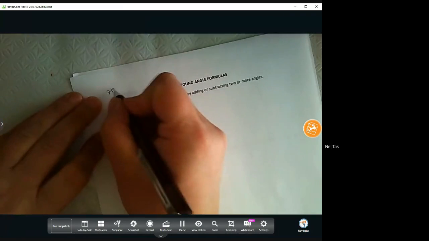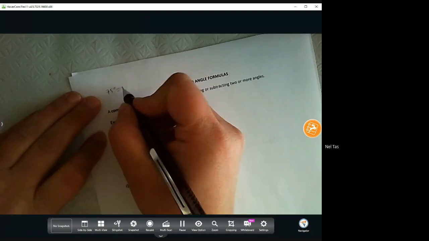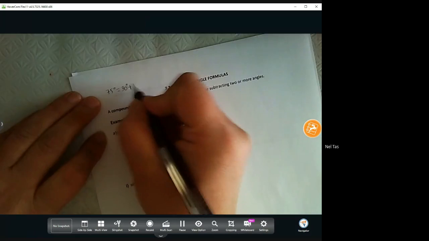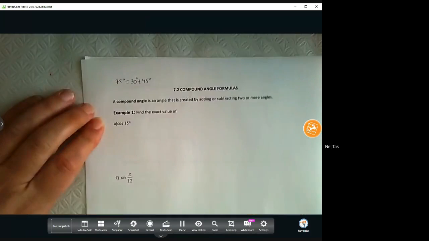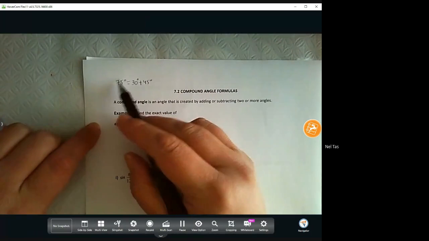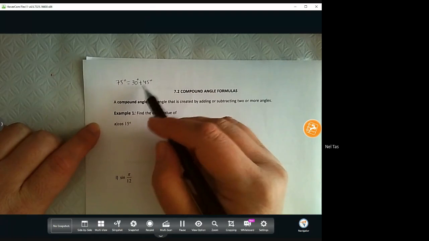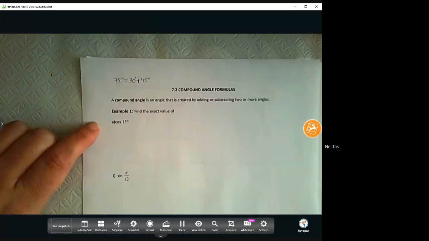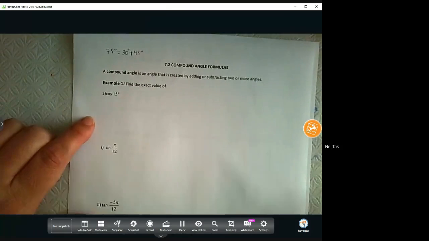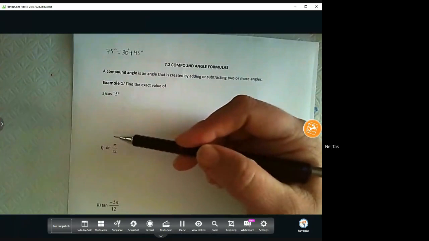Let's say 75 can be written as 30 degrees plus 45 degrees. So 75 is a combination of these two angles. What is the purpose of this whole idea and the formulas?